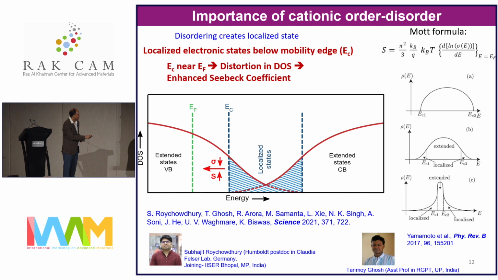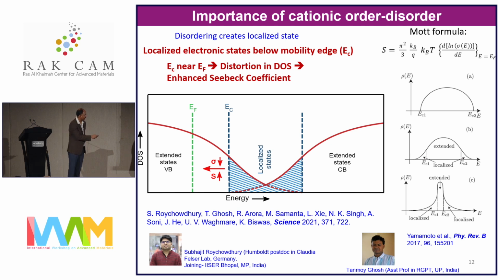Now the extended states and the localized states are separated by the mobility edge, and the mobility edge concept was given by none other than Neville Mott. So you can see that by tuning this mobility edge, one can tune the electrical conductivity and the Seebeck coefficient. How can we tune it? If we have more and more disorder in a solid, we can move this mobility edge towards the left side, inside the valence band or inside the conduction band. Then the electrical conductivity decreases because there will be more electronic state localization, and the material may become an insulator when EC falls within the EF.